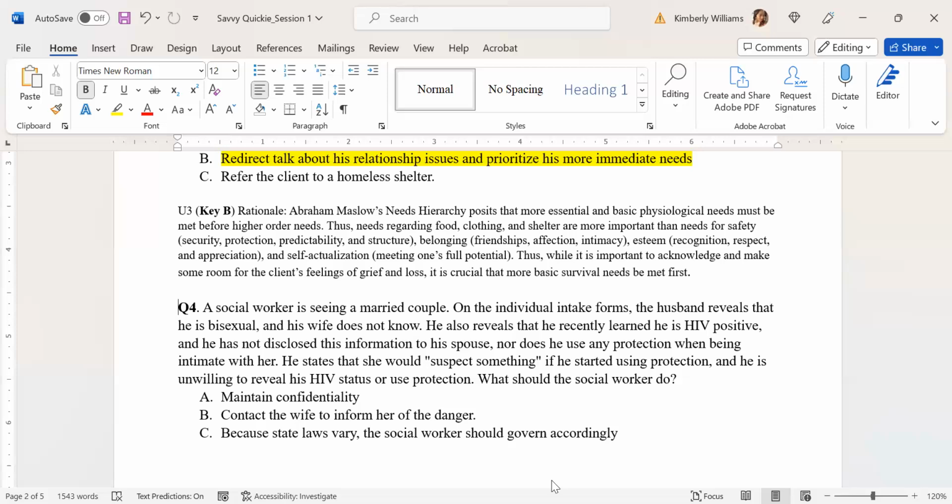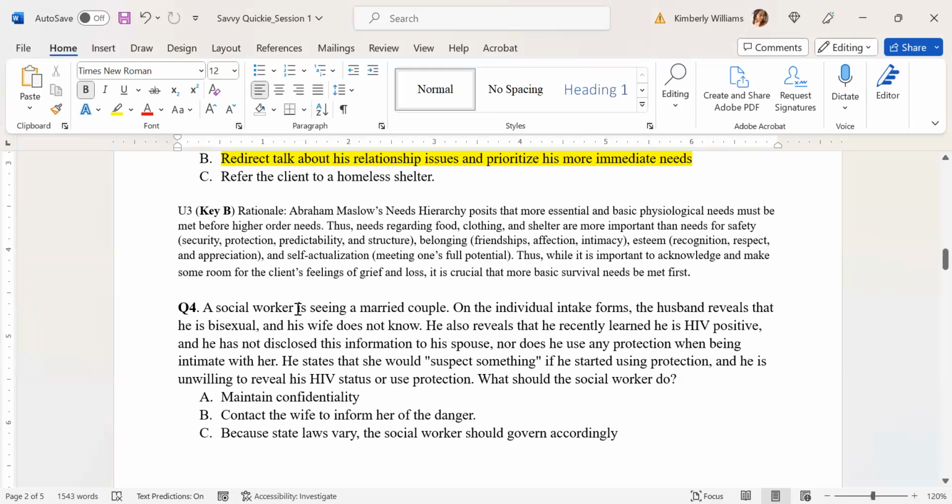So my people already know that if it just says, what should the social worker do, this is an ethics question. It doesn't say what should the social worker do first or next. So that means this is predominantly an ethics question. So this question is already asking me what's going to be the most ethical thing I need to do.